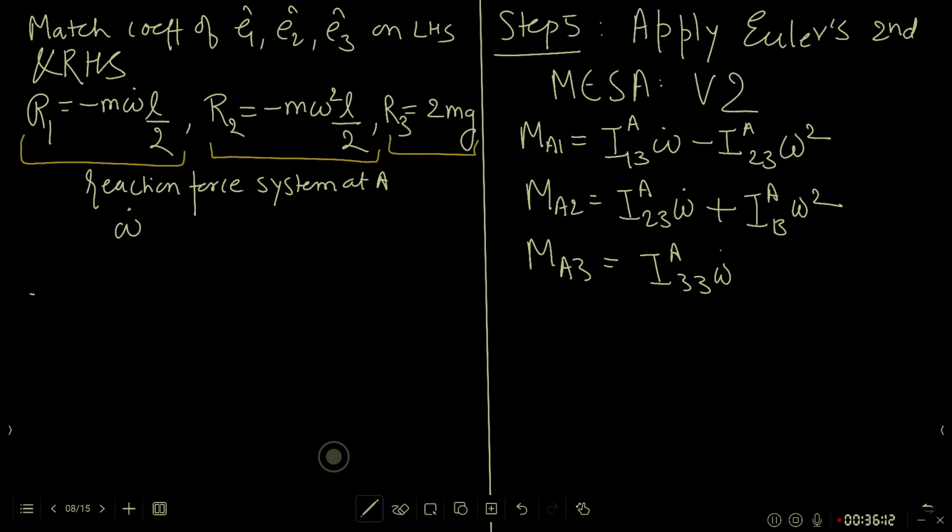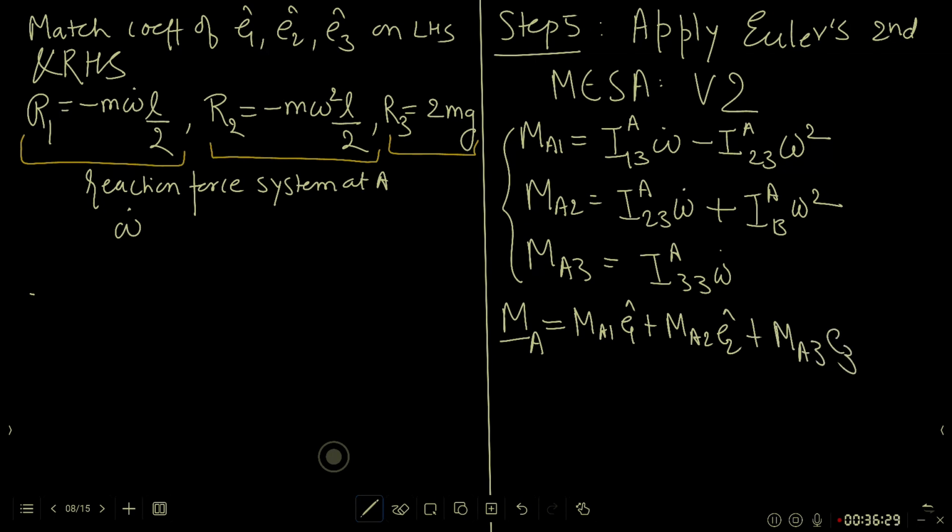So left hand side is what? M_A, the full vector, and that we are writing as M_A1 e1, M_A2 e2, and M_A3 e3. Now if you go back to the free body diagram, we should be able to write M_A vector as C R1 e1, C R2 e2, and T times e3. This is the applied torque. And the way it was applied, it is actually along e3.